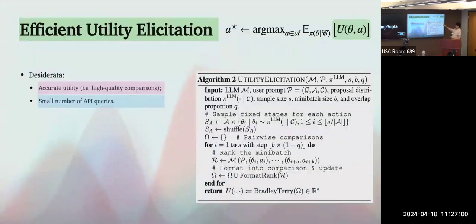And here, for implementation concerns, we're going to have a mini batch size B. And we're going to have an overlap proportion, which we're going to talk about in a little bit.